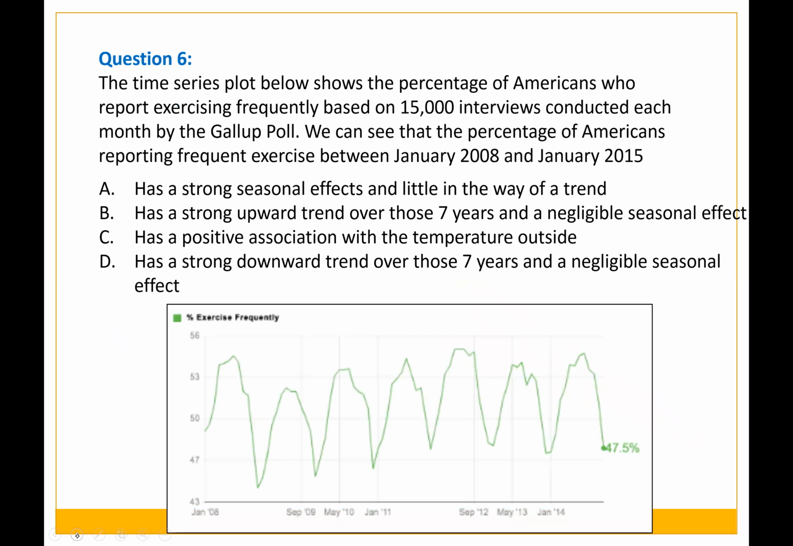So now let's go to question 6. The time series plot below shows the percentage of Americans who report exercising frequently, based on 15,000 interviews conducted every month by the Gallup poll. We can see the percentage of Americans reporting frequent exercise between January 8 and January 15. And it leaves something for us to view.